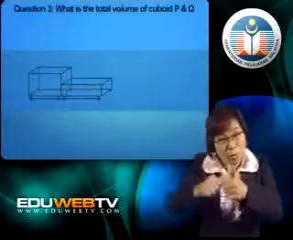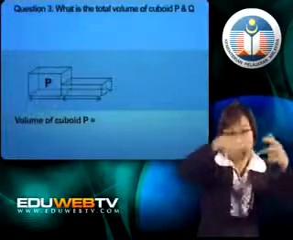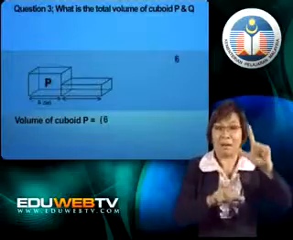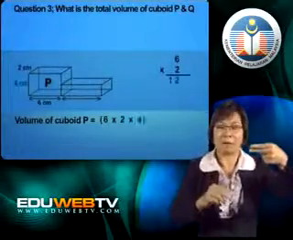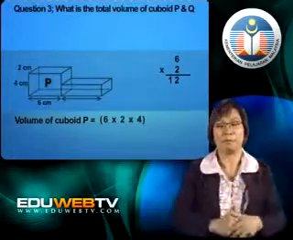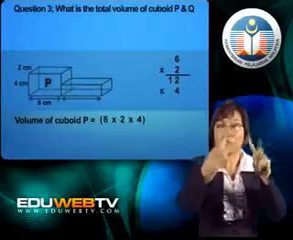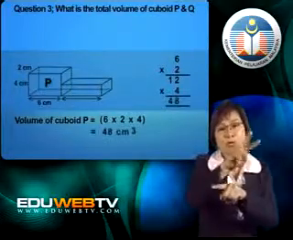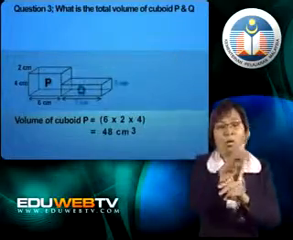What is the total volume of cuboid P and Q? Remember the formula? Let's do P first. For P, the length is equal to 6 centimeters, width is equal to 2 centimeters, and the height is equal to 4 centimeters. So 6 multiplied by 2 equals 12, and 12 multiplied by 4 equals 48 cubic centimeters. Let's find the volume of cuboid Q.